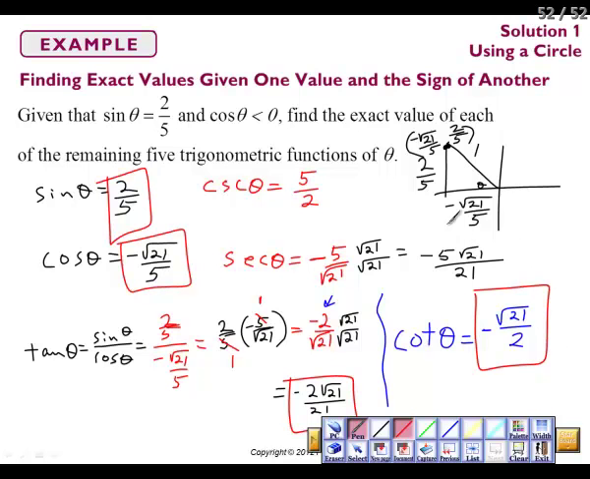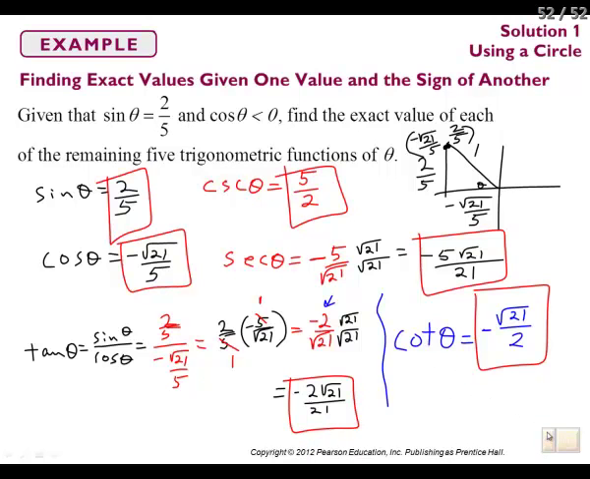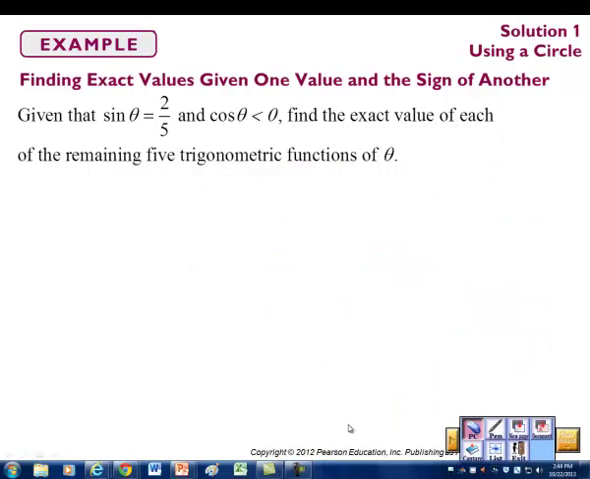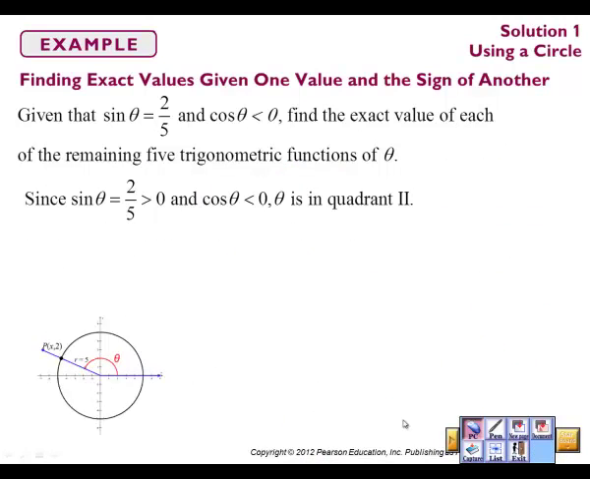And we have 6 answers. Well, actually, we were given sine, so we're just looking for 5, but I always like to put all 6 of them down there. Okay, and that's what they did here.